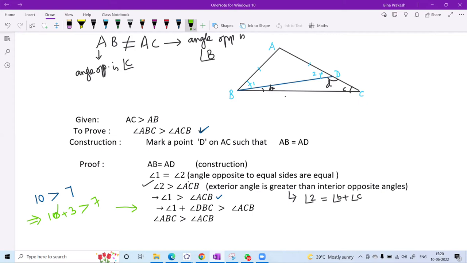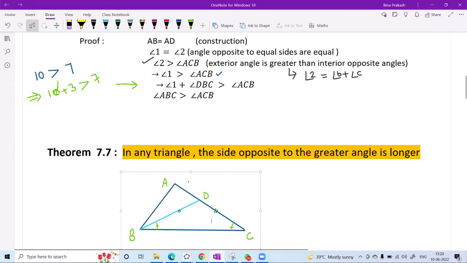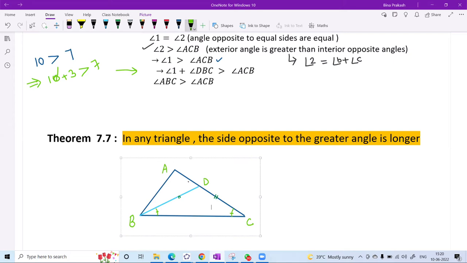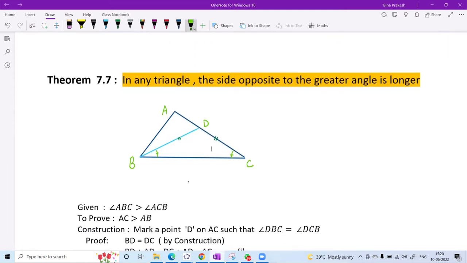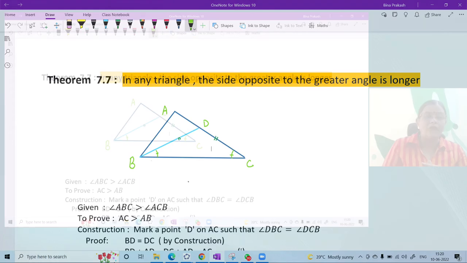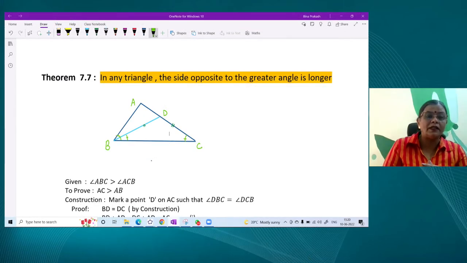So the angle opposite to the longer side is greater. Its converse says that the side opposite to the greater angle will always be greater. So if you have two angles of a triangle and they are not equal, we have assumed that angle ABC, this full angle, is greater than angle ACB, the small angle. In that case, the side which is opposite to angle B is AC, and the side opposite to angle C is AB. That side AC will be greater than AB.